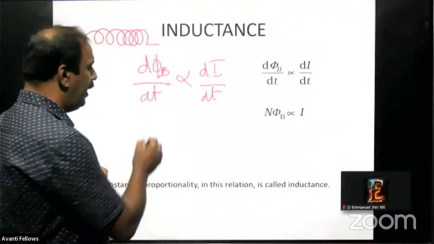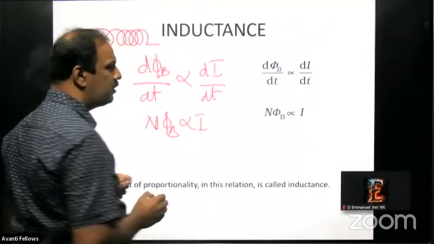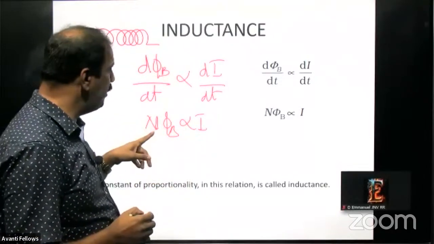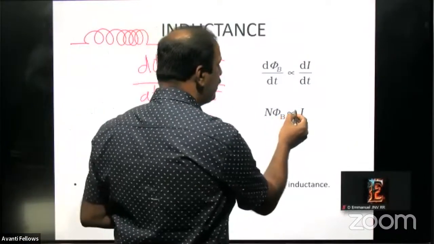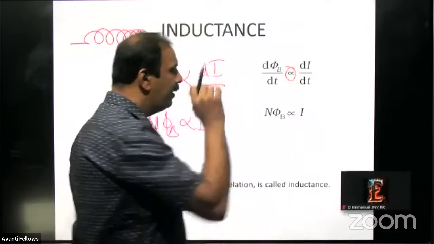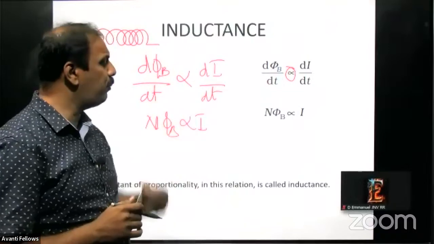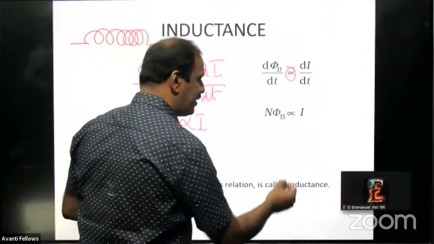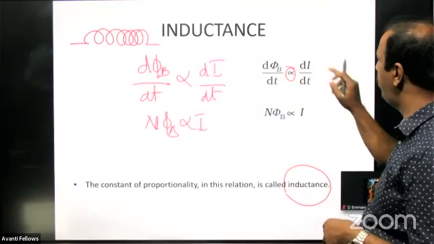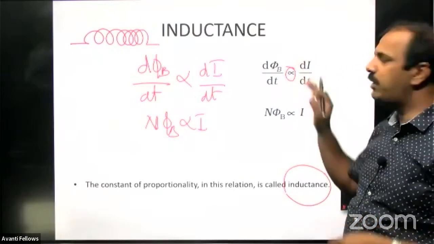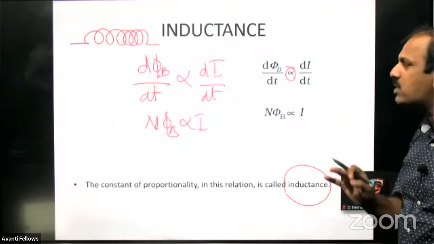Or we can write N phi b is proportional to I. Why are we taking N? Because we have more number of turns. So when you remove this, there comes a proportionality sign. That constant of proportionality is called the inductance. I think that's clear. We have d phi b by dt proportional to di by dt, that is, the rate of change of flux is proportional to the rate of change of current. The constant of proportionality is called inductance.